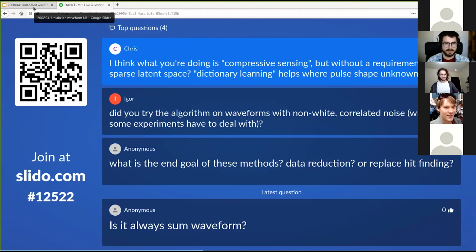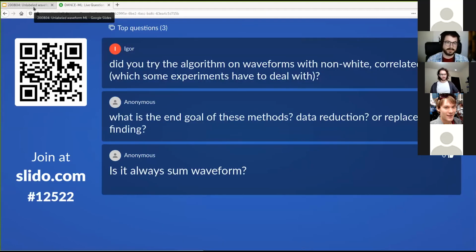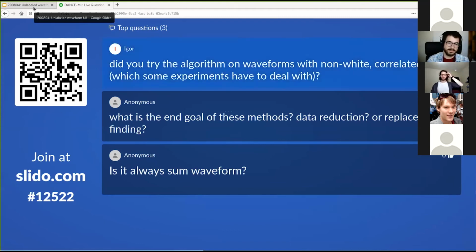Okay, I think we have time for just one more question from Igor. Did you try the algorithm on waveforms with non-white correlated noise, which some experiments have to deal with?